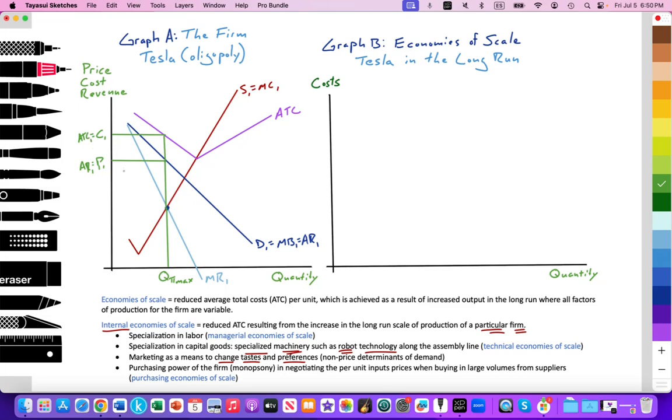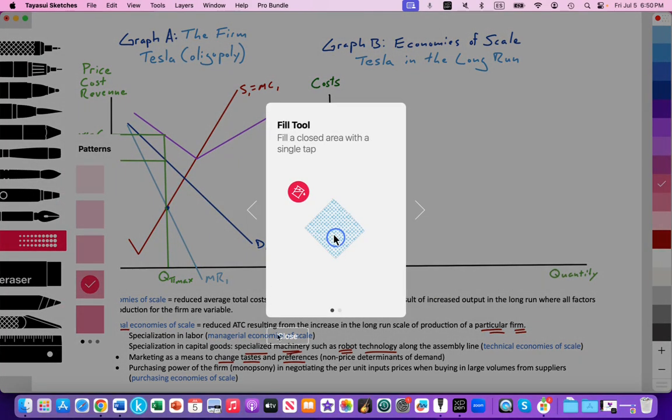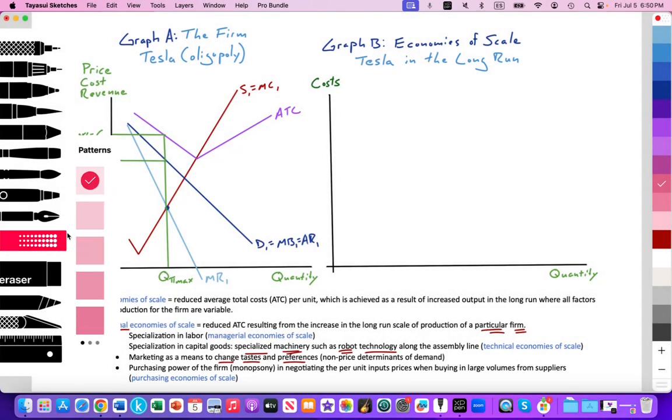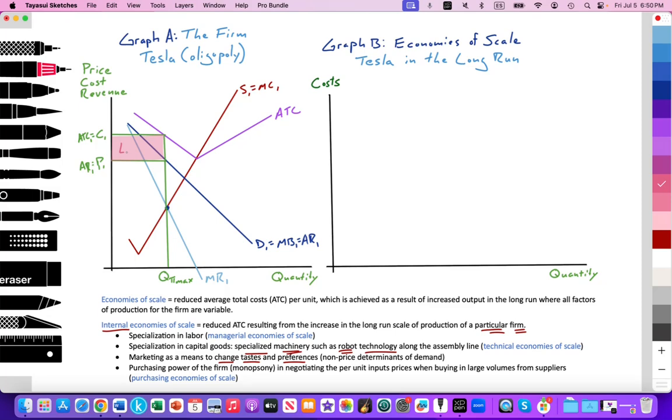Average total cost greater than average revenue, so the firm is generating a loss. So let's illustrate that and fill that in. Okay. So here they're operating at a loss during all those years. And that loss is a result of Tesla driving up their costs, their ATC, which also affect their supply curve. It's driving their costs up because they're investing and achieving greater economies of scale.